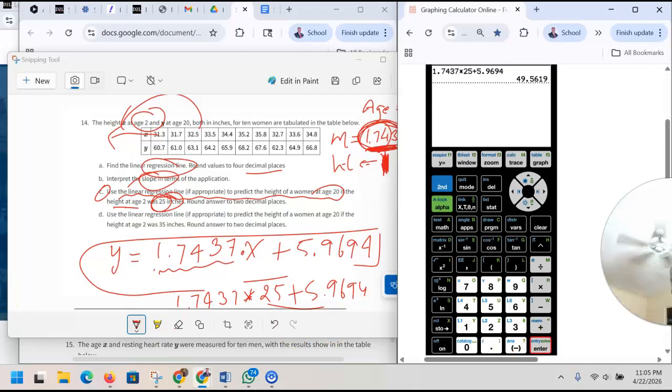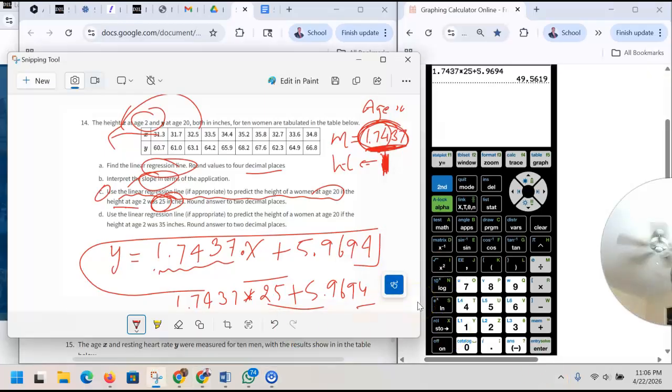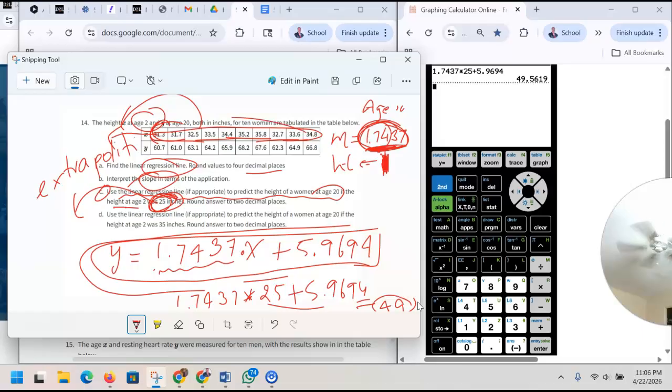Even though you may get an answer to this part, you may get 49, this is not appropriate because the number 25 is outside the range of the heights of these 10 children. See, so that's not correct. This is called extrapolation. Even though you may get the answer, it is inappropriate because the model is valid only for this range.